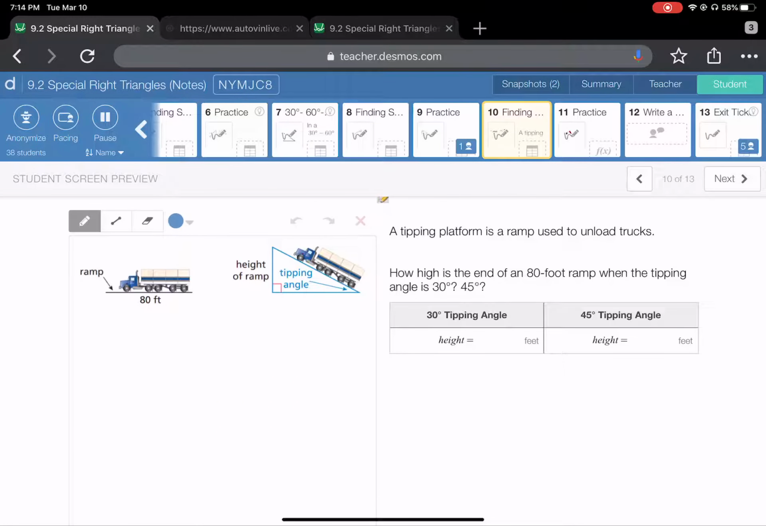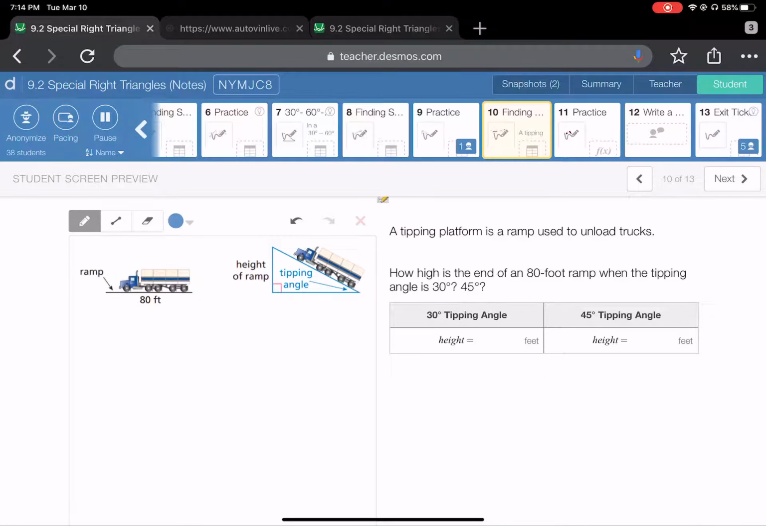Okay, now how do we actually apply this to something that occurs in real life? Okay, so here we have a truck. That truck is on a ramp. So what's going to happen is that this ramp is going to basically just lift up, and it's going to create this triangle right here.